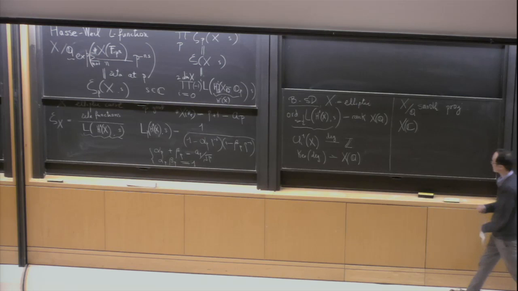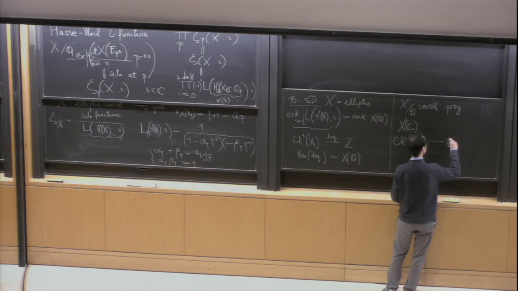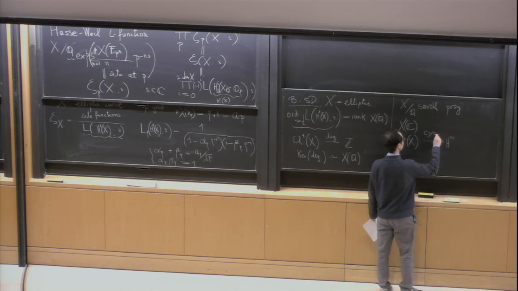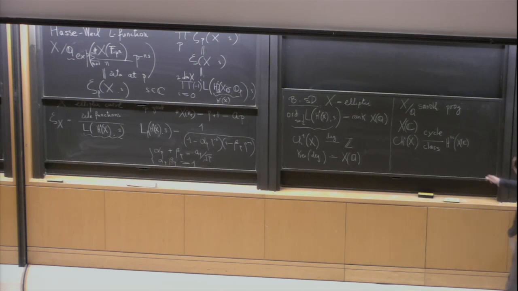the Chow group of codimension i, I can look at the cohomology, the singular cohomology. So we have a cycle class map of this complex manifold, to the singular cohomology, then you can use Hodge theory.